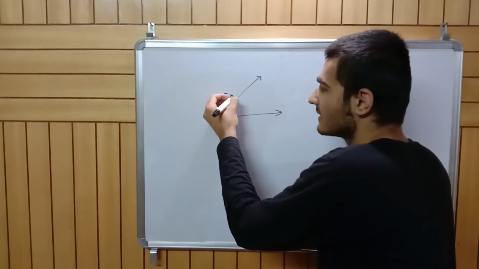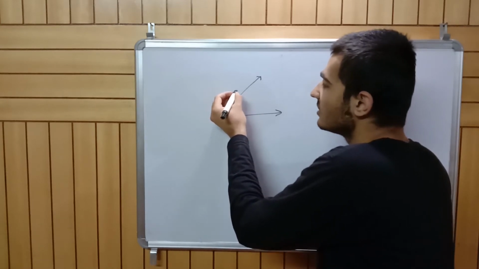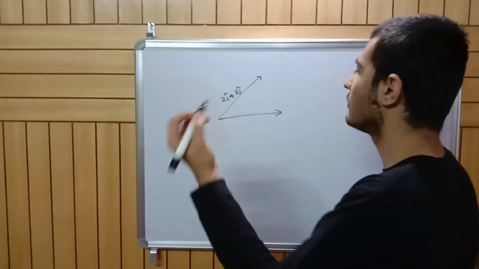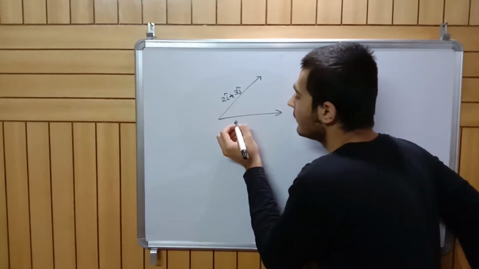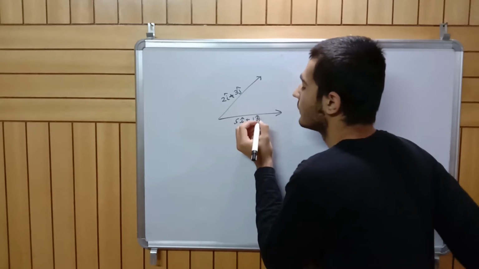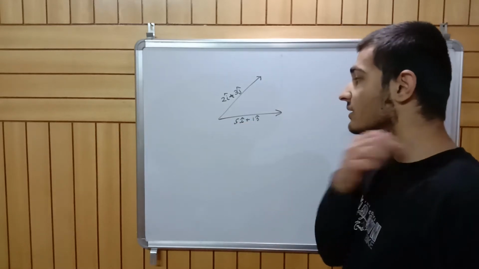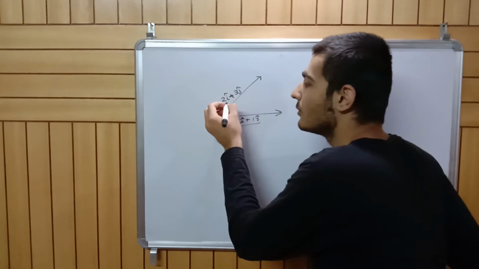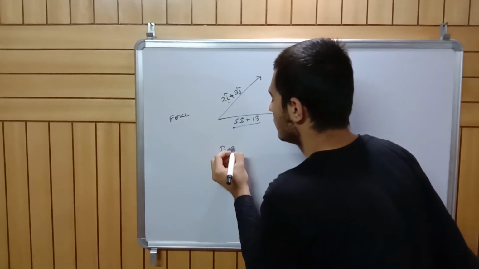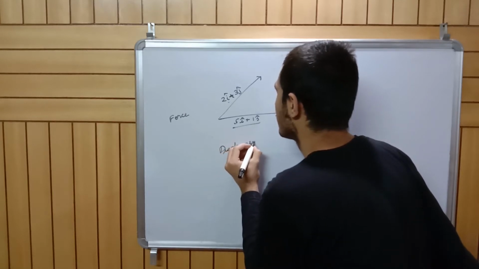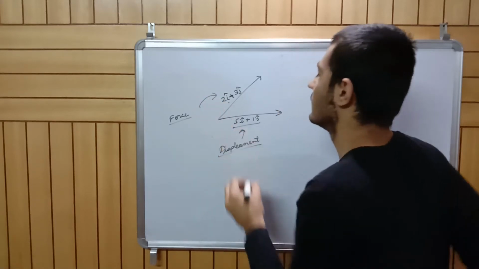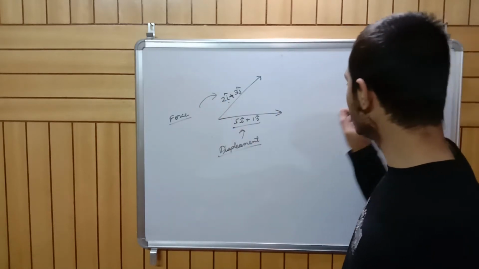I forgot the numbers in the previous example. So let's say 2 i cap and 3 j cap. I've just changed the numbers. And let's say I have 5 i cap plus 1 j cap. So here, this is my force vector, and this is my displacement vector. I'll just write it: force and displacement. Sorry for the bad handwriting.